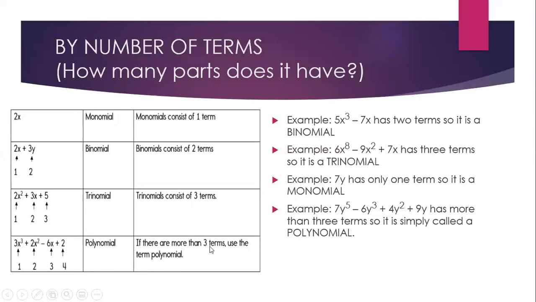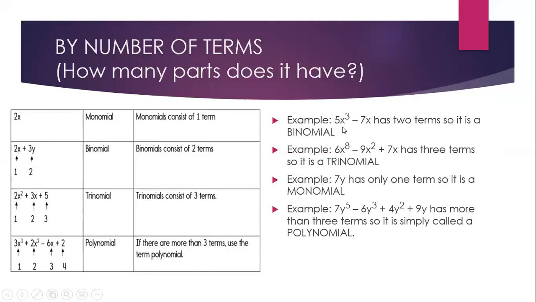We chose not to. So 1 term is called a monomial. 2 terms is called a binomial. 3 terms is called a trinomial. And if it's more than 3 terms, we use the term polynomial. All right, let's get to our examples.